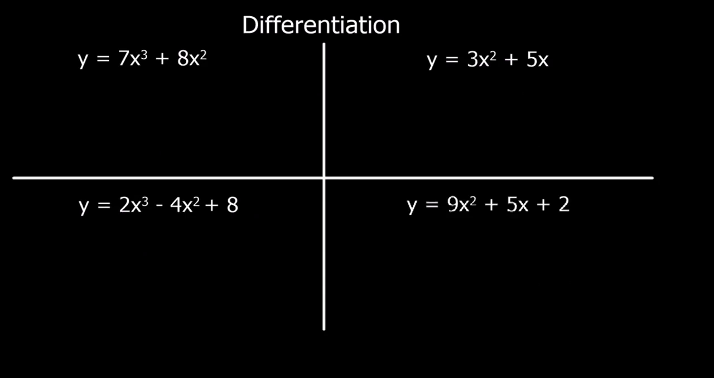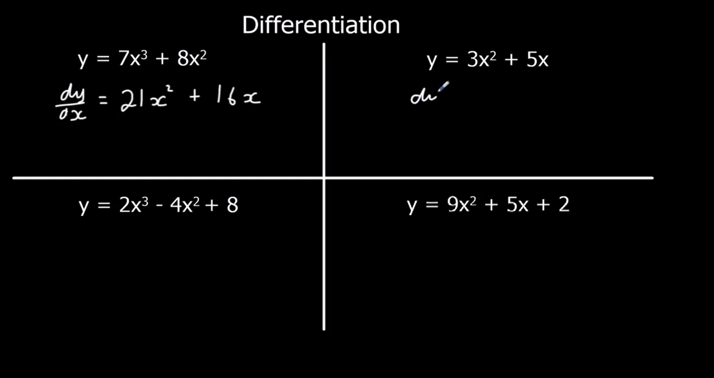So we've got 4 different curves here, and we're going to work out the gradient function. We're going to work out dy dx for each of these. So dy dx, and we're just following the process. We're going to times by the power and take 1 off the power. So times by the power, 3 7s are 21, and then taking 1 off the power, 3 minus 1 is 2. Times by the power, 2 times 8 is 16, and take 1 off the power, which is x to the power of 1. We don't need to write the 1.